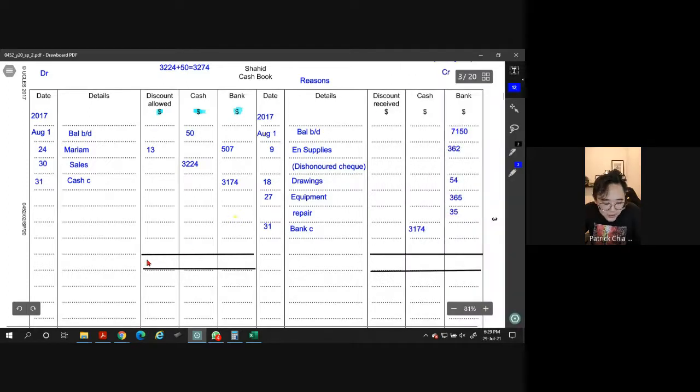So for discount, yes, I have 13 here. Please don't do balance CD, BD for your discount because you can't. Left side is discount allowed, right side is discount received. It's not the same thing. Only when left and right are from the same account, you guys can do balancing. If not, cannot do balancing. So this is 13, this is nothing. So I just leave it. Or 0 also can, up to you.